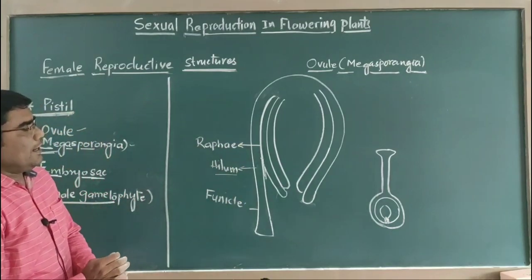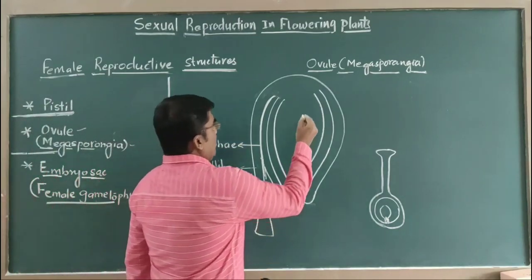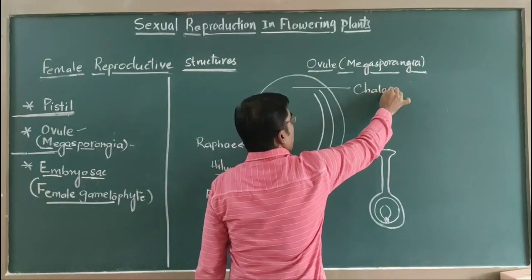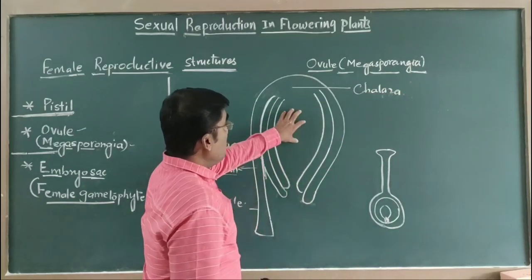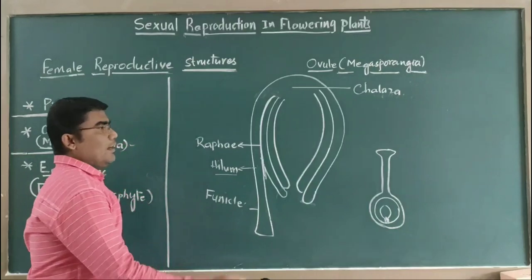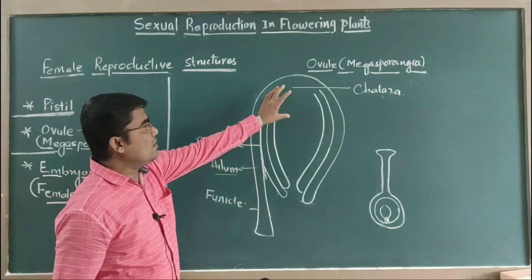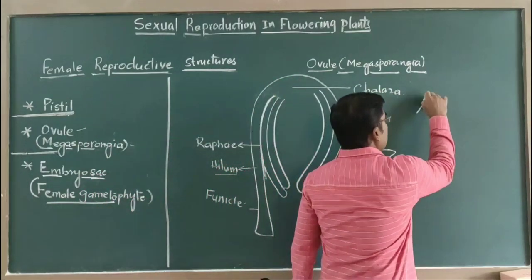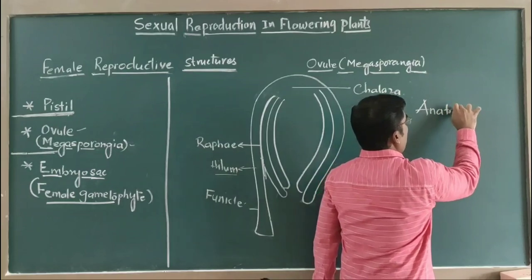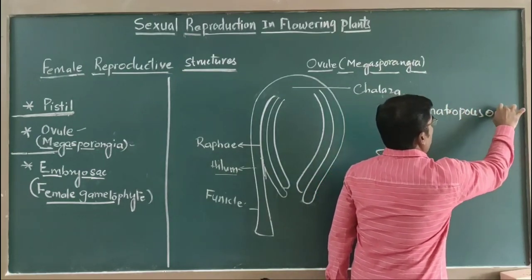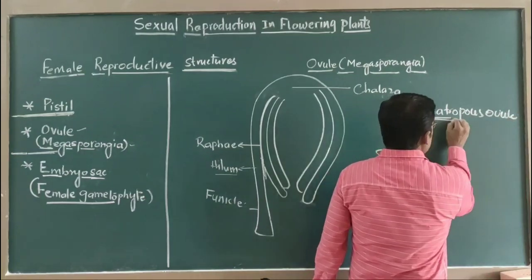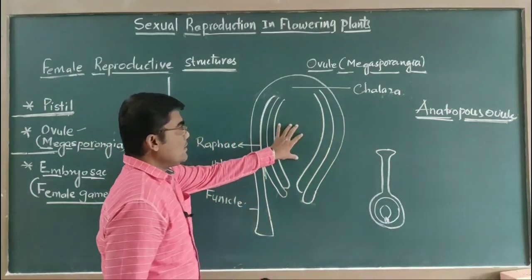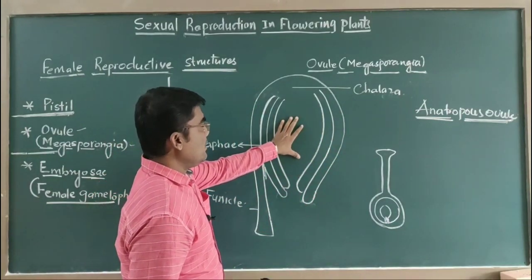This is said to be raphe. Now, this is Chalaza. This portion, basal part of the ovule, is called Chalaza. Here I am using the word, this is the base of the ovule, because this is Anatropous ovule. This is Anatropous ovule. See, this is the one type of ovule present in the plant.